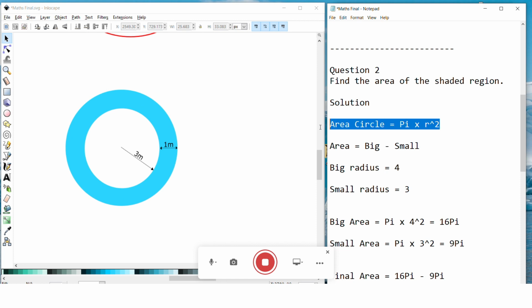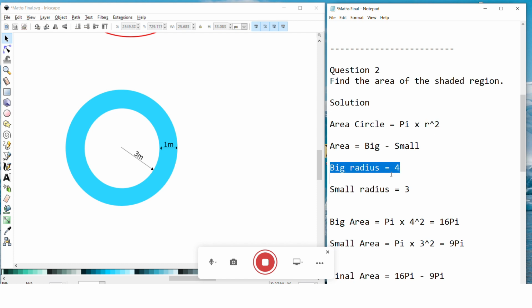So the area of a circle is pi multiplied by radius squared. This upside down V means to the power 2 or squared. I'm using Notepad, so the 2 can actually hover over the R to make it look like R squared. So this symbol here means to the power 2.